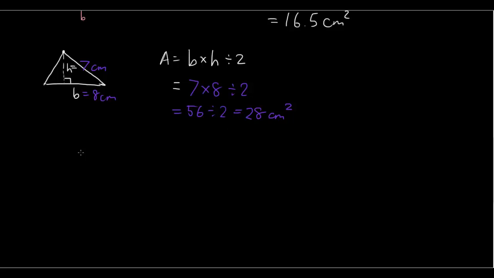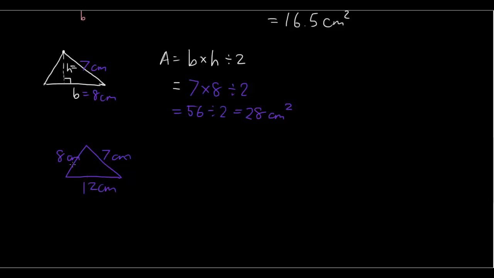Now what if you get given a triangle that doesn't have a perpendicular height given to you? So let's say we have this triangle here, and we have 7 centimeters, 8 centimeters, and 12 centimeters. Now we don't know what the perpendicular height is, and there's no way we can find that unless we draw this actual triangle and measure it with a ruler, right? Because these lengths are not drawn to scale.